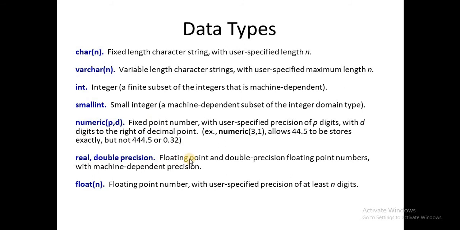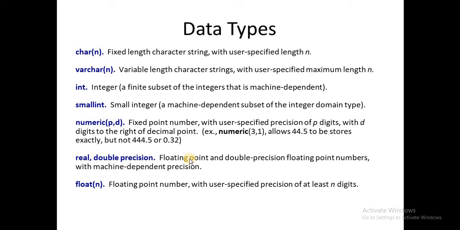Suppose you want to store fraction numbers, you can use real and float as a data type. Integer refers to whole numbers and floating point numbers refer to numbers with a decimal point. In numeric data type, there are two parameters, p and d. P refers to the total number of digits. The d refers to the number of digits after the decimal point.